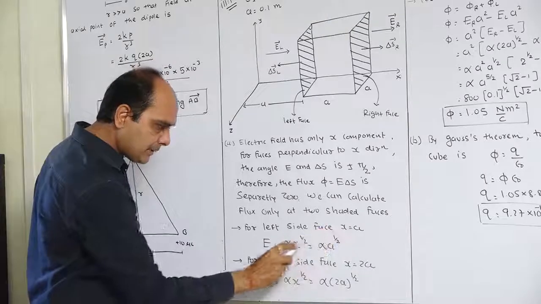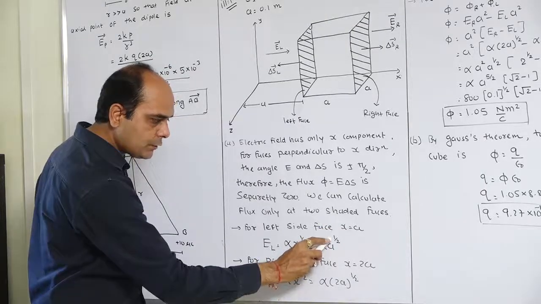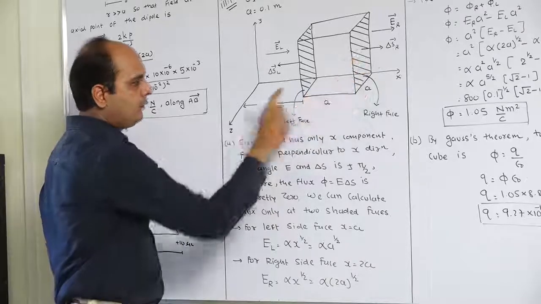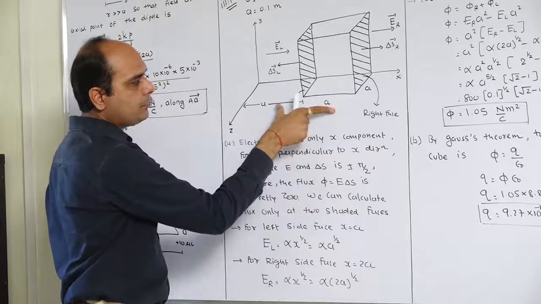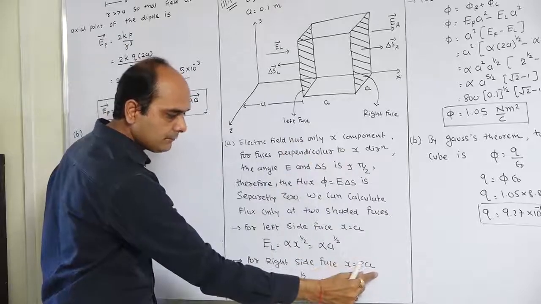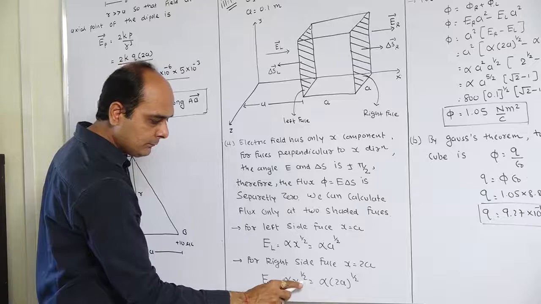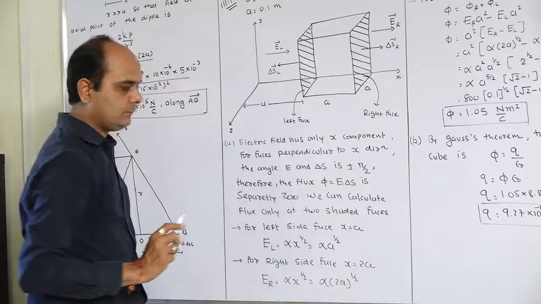Where x can be replaced by a. So write down E_L = alpha a raised to 1/2. Now for the right hand side face, the total distance is a plus a, which is 2a. Now x is replaced by 2a. So again write down E_R = alpha x raised to 1/2, with x replaced by 2a, so E_R = alpha (2a) raised to 1/2.